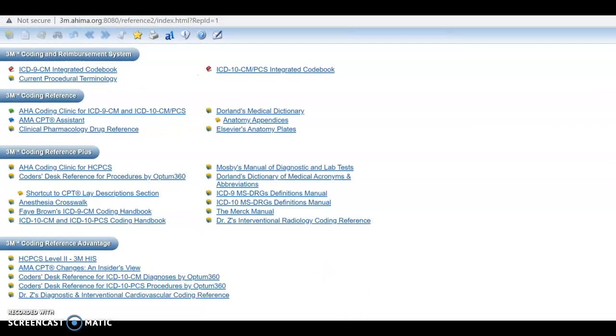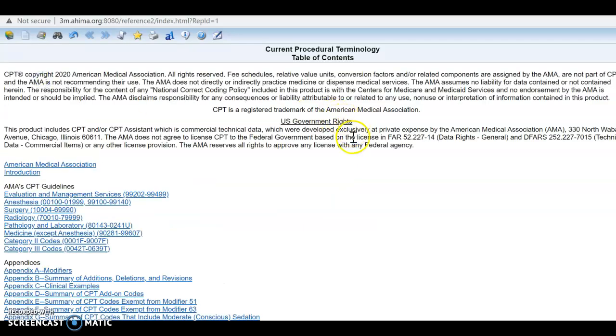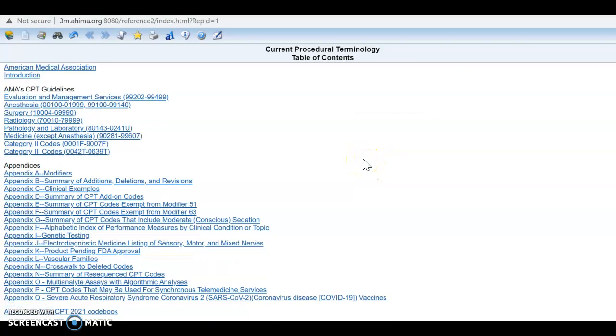With that, you're going to go up here under the 3M coding and reimbursement system. You've already used the ICD-10 book. Now we're going to go to the CPT book. So it's right here. And you can play this video over and over. So as a MA, as a student, these are the different things that I'm going to tell you that you will need to know for your certification test.